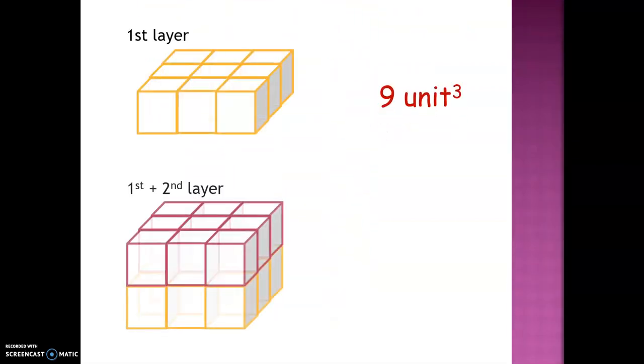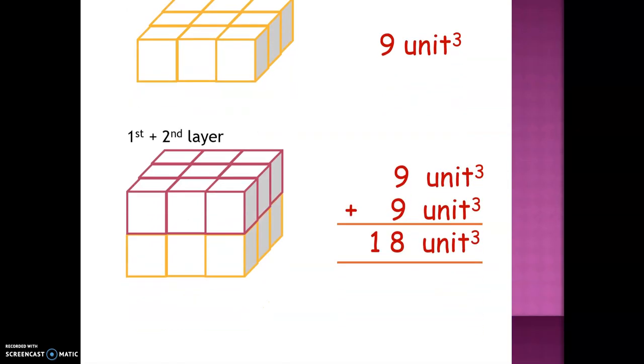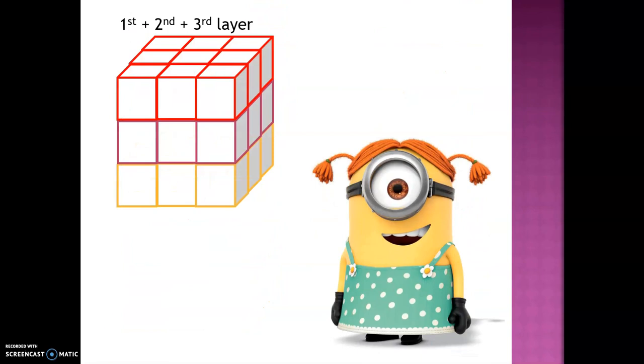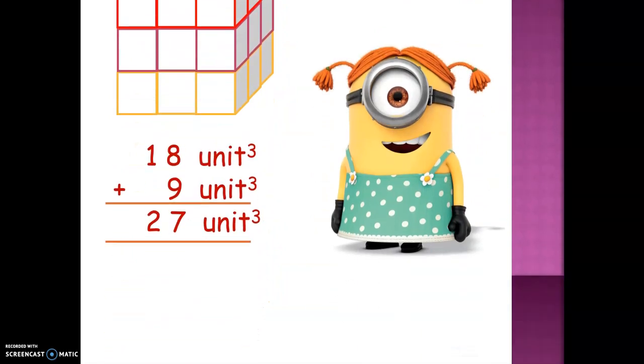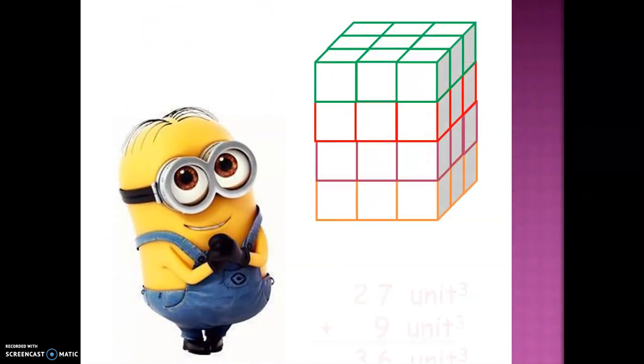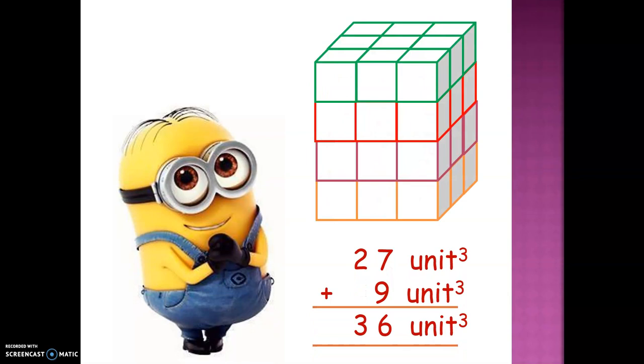First layer is 9. Second layer, when I added, I got 18. Third layer to it, I got 27. When I added first, second, third, and fourth, I got 36 unit cube. So for this cuboid, I have 36 unit cube in it.